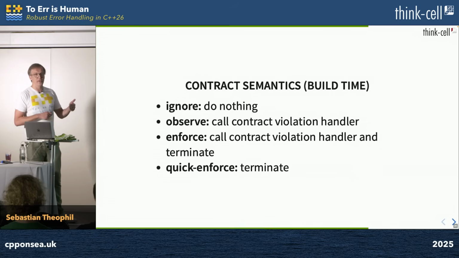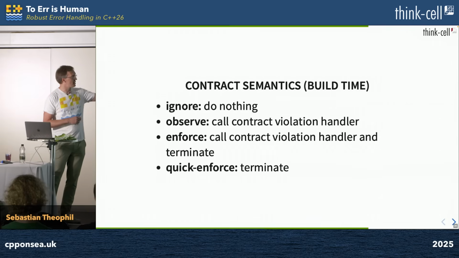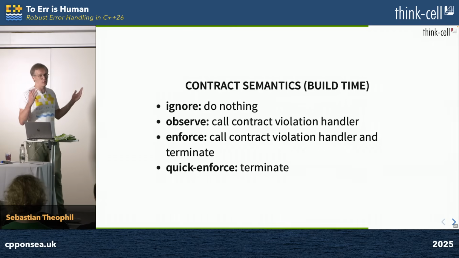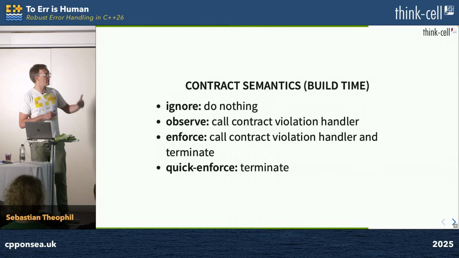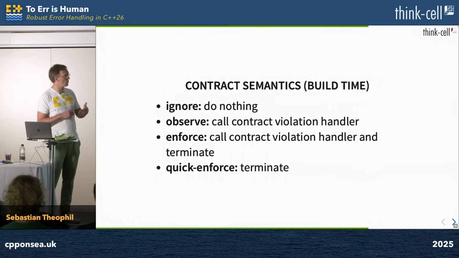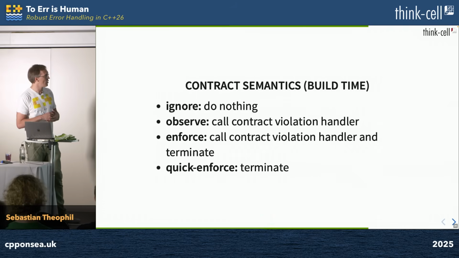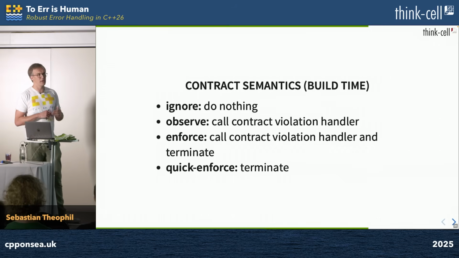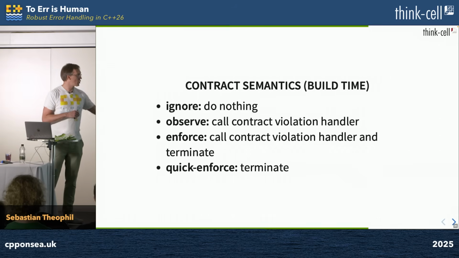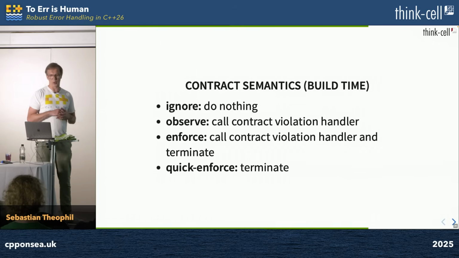Contract semantics are configurable at build time, as I've said, so you can change at build time what all the contract violations that happen will actually do. You can decide that you ignore them all. This is just the old assert release behavior, right? You can say there's observe semantics. Observe means the contract violation handler will be called, and we'll see in the next slide what you can do then. Enforce means the contract violation handler will be called, and afterwards the application will terminate. And quick enforce just means terminate very, very quickly.